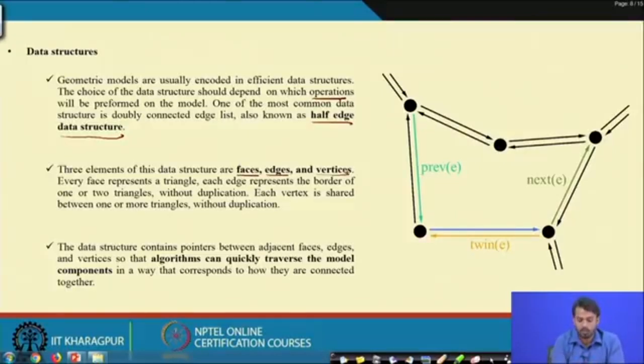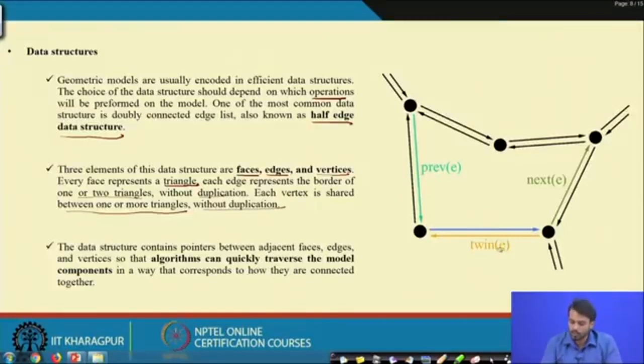In this data structure, each face represents a triangle, and each edge represents the border of one or two triangles without duplication. Each vertex is shared between one or more triangles without duplication. We have to first make a trade-off in the creation of triangles in terms of faces, edges and vertices. The data structure has pointers between adjacent faces, edges and vertices, so that the algorithm can quickly traverse the model components in a way that corresponds to how they are connected with each other.